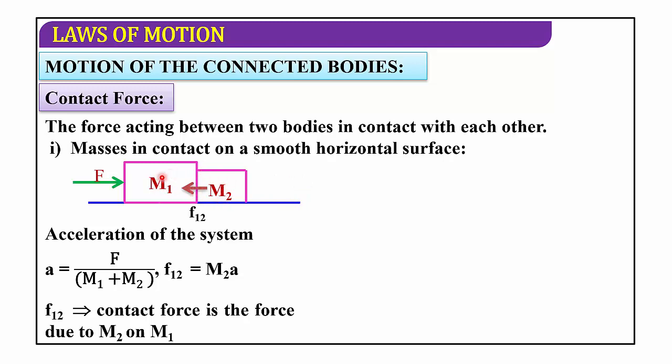Is it clear? Now, we are applying a force in the forward direction. This is the applied force. And what is F12? F12 is the contact force between the two bodies. This is the contact force direction. That means contact force is the force due to M2 on M1. Is it clear? Force that is due to M2 on M1. It means M2 is applying force on M1. They are in contact with each other.